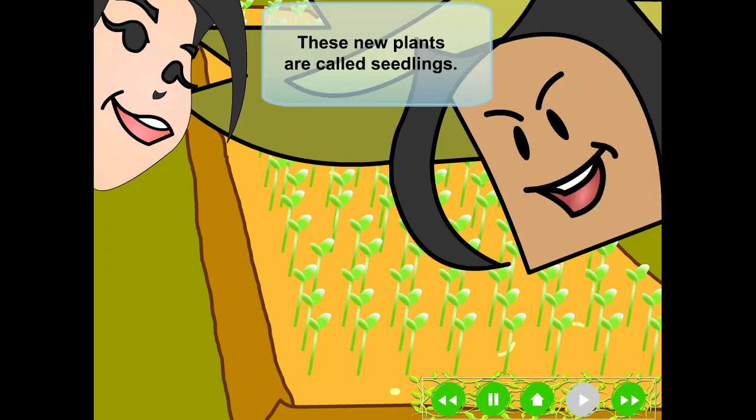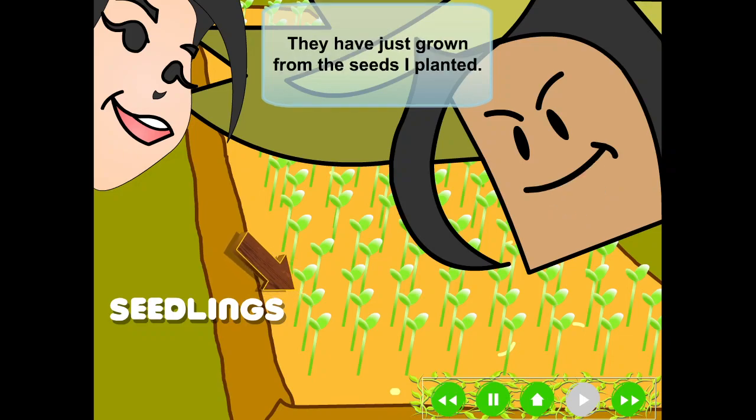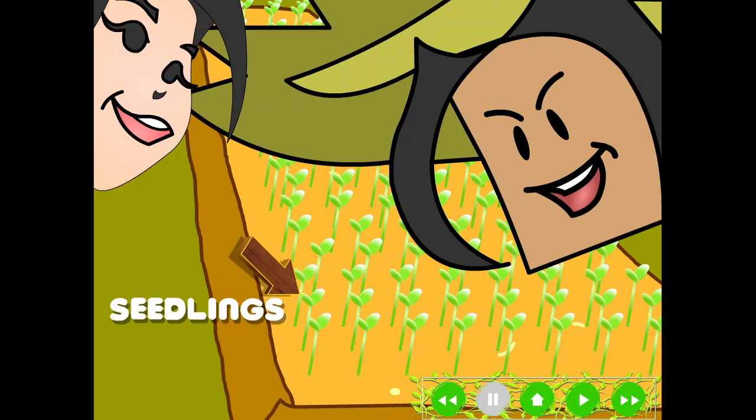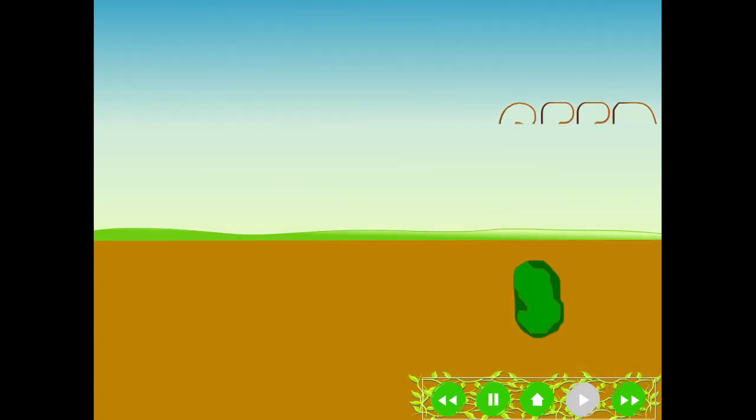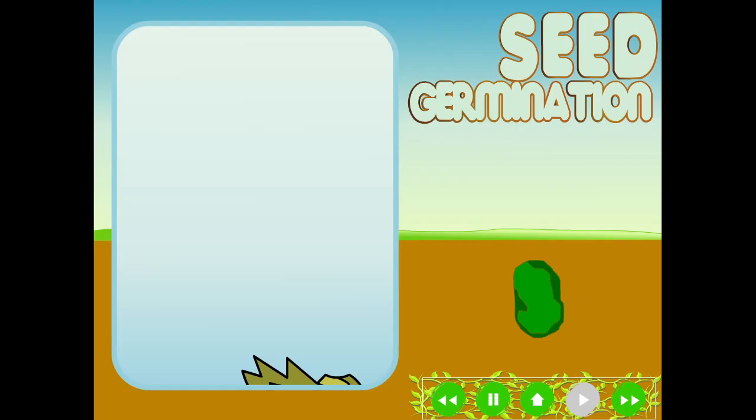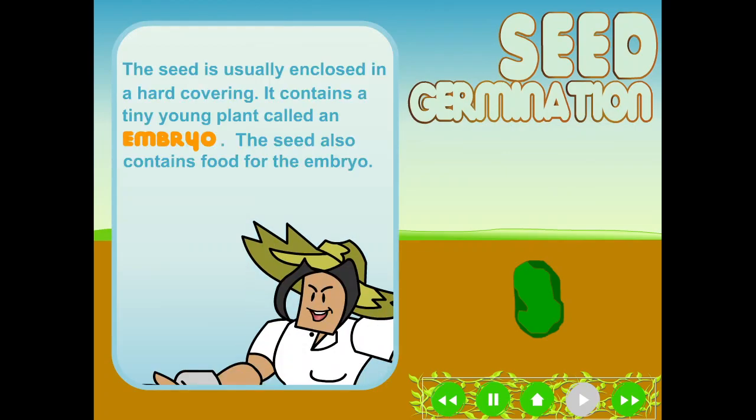These new plants are called seedlings. They have just grown from the seeds I planted. The seed is usually enclosed in a hard covering. It contains a tiny young plant called an embryo. The seed also contains food for the embryo.